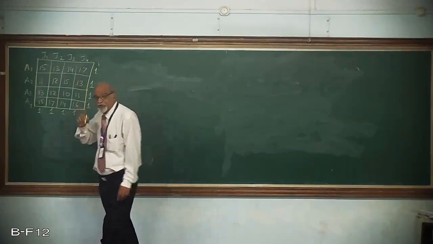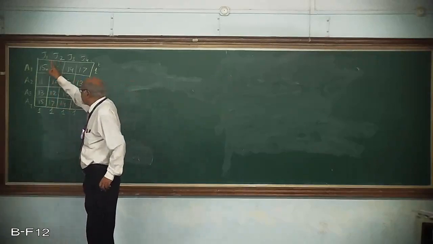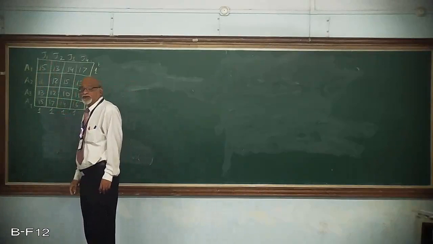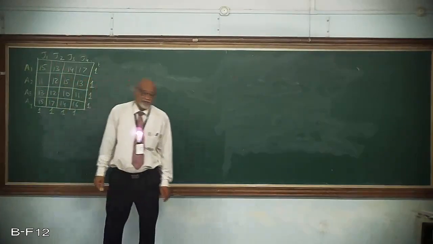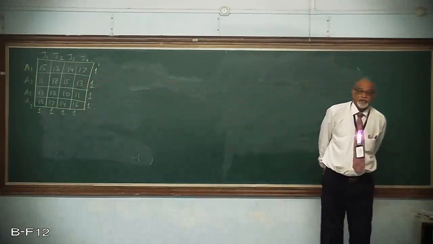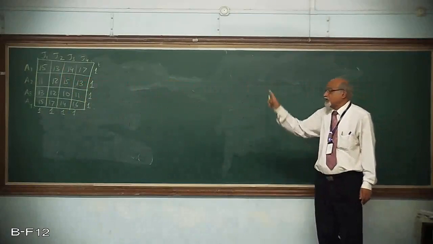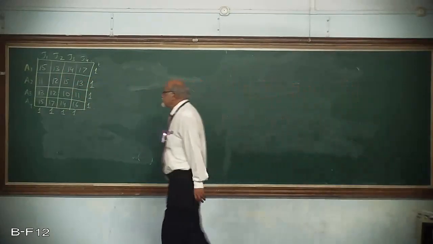Then how is it to be solved? Try to understand, only one job is to be assigned to each person, and each person has to be assigned to only one job. That means no two people can be assigned to one job. That is what it is. If it is understood, then how many ways can it be done?